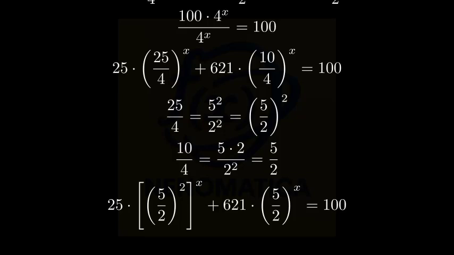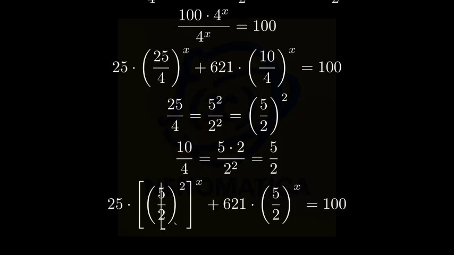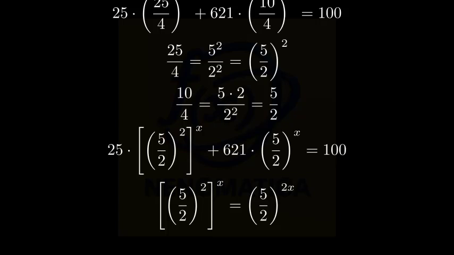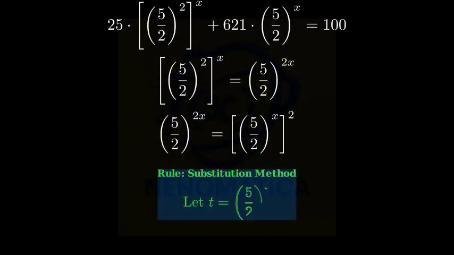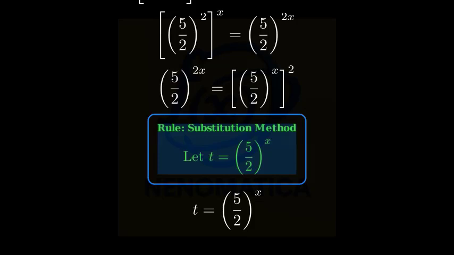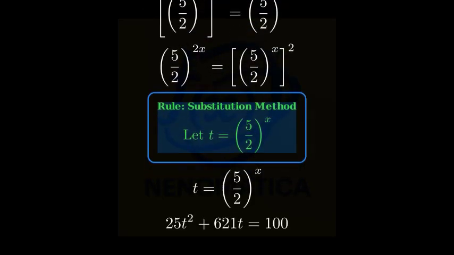Let's further simplify using the power property. The quantity 5 over 2 squared to the power of x equals 5 over 2 to the power of 2x. But we can observe that 5 over 2 to the power of 2x is the square of 5 over 2 to the power of x. Let's make a substitution to simplify our work. Let t equal 5 over 2 to the power of x. With this substitution, our equation becomes 25 times t squared plus 621 times t equals 100.